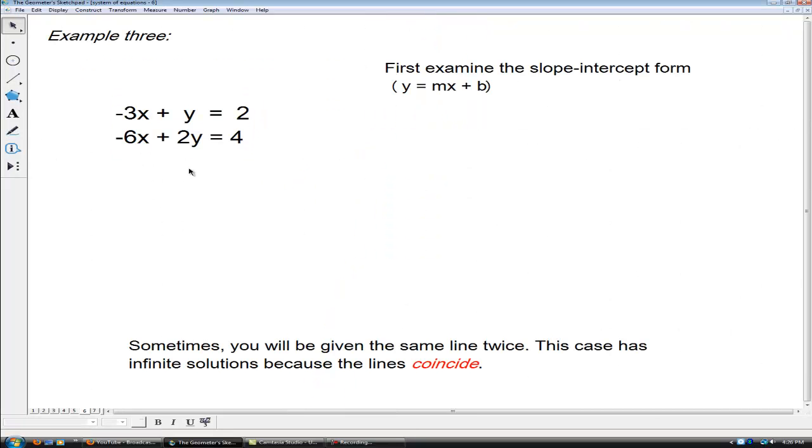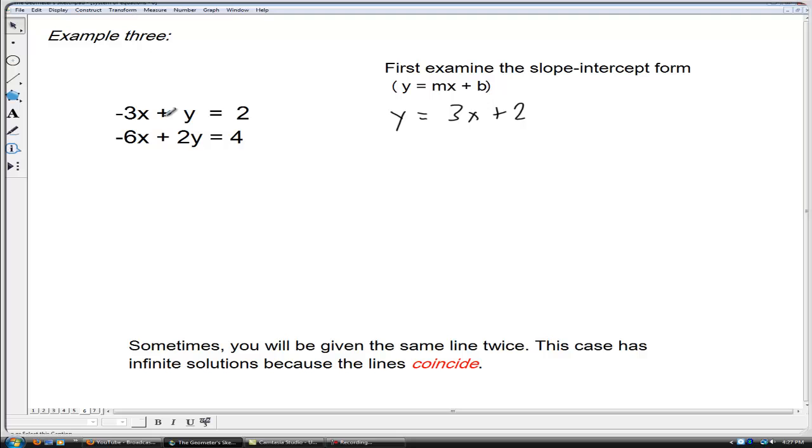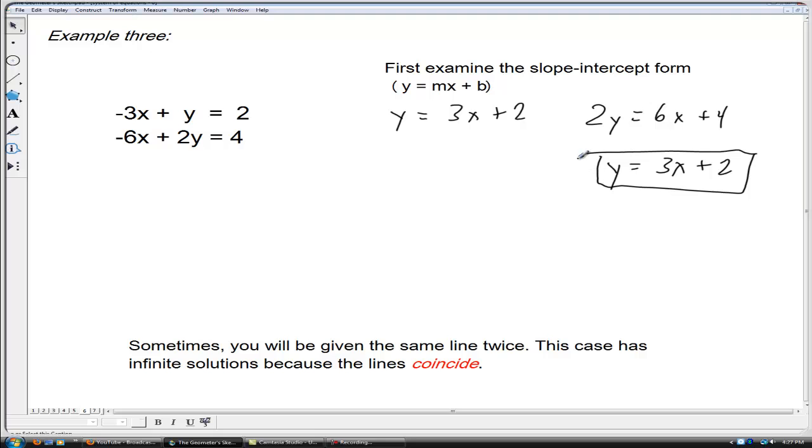Example 3. Here's our system of equations. And again, a really nice first step for these problems is to put them in slope-intercept form. First one gives me y equals 3x plus 2. The second one, I start with 2y equals 6x plus 4. And now when I isolate y by dividing everything by 2, we get the exact same line. So this would have infinite solutions because the same line with itself is what we call coinciding.